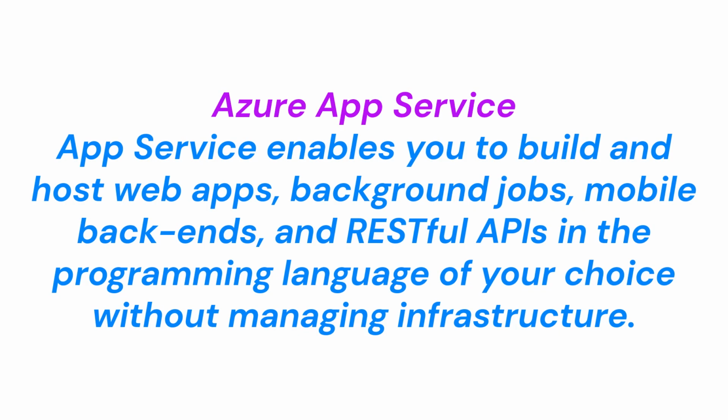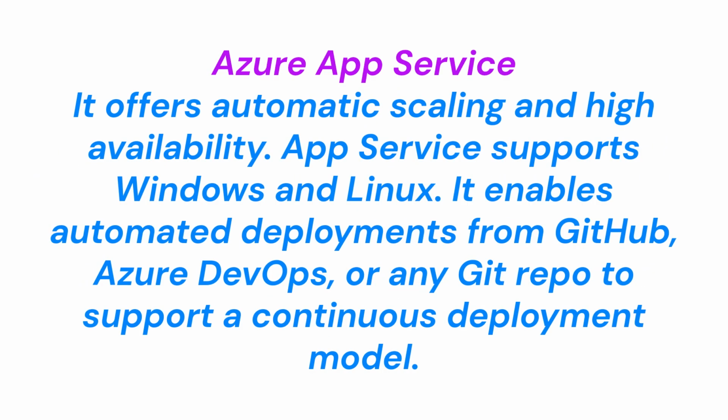Azure App Service. App Service enables you to build and host web apps, background jobs, mobile backends, and RESTful APIs in the programming language of your choice without managing infrastructure. It offers automatic scaling and high availability. App Service supports Windows and Linux. It enables automated deployments from GitHub, Azure DevOps, or any Git repo to support a continuous deployment model. Azure App Service is a robust hosting option that you can use to host your apps in Azure.